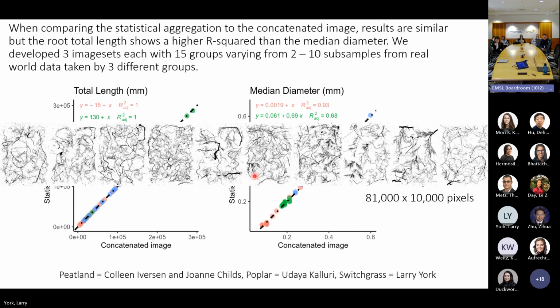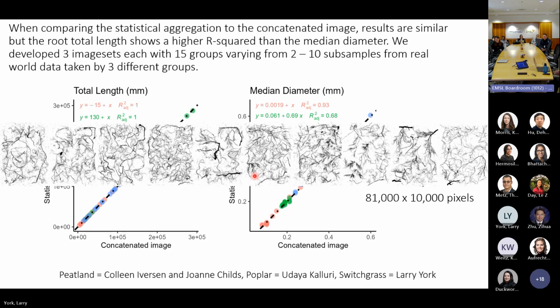So here's an example of poplar roots. This was 10 scans concatenated together, so it's 81,000 by 10,000 pixels, which is 800 megapixels, which I think is a little less than some of the Samsung phones now. Not really, but Samsung is pretty crazy.